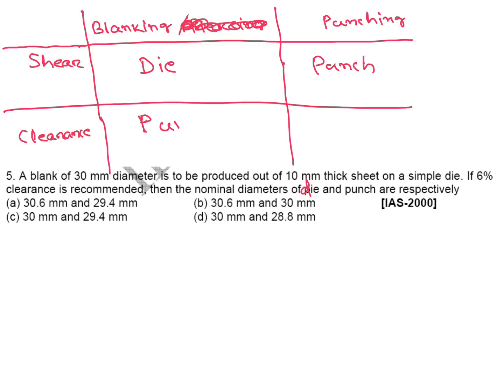So here in this question, a blank of 30 mm diameter is to be produced. So a 30 mm diameter disc is our requirement, so this is a blanking operation. If they desired a hole, then the operation would be a punching operation. But here 30 mm diameter is our desire, so it's blanking. So shear will be given on the die and clearance on the punch.